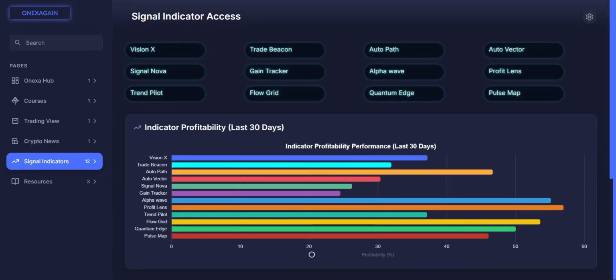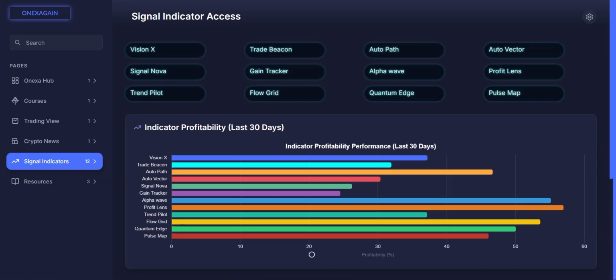Two of the most powerful signal methods inside the OnexGain system: Trade Beacon and Gain Tracker. Now, inside OnexGain, we have 12 different signal indicators, but you don't need to master all 12 to trade effectively. If you properly understand just these two methods, you can already make strong, high probability decisions with confidence. So in this session, I'll walk you through how each one works, how to read the confirmations, and when exactly you should look for entries based on their signals.